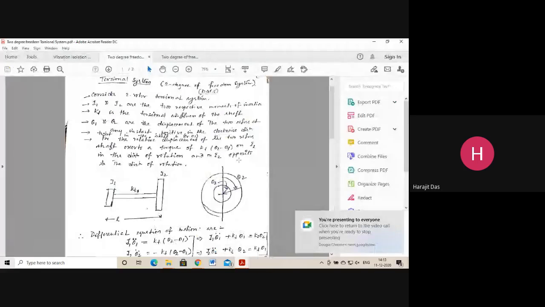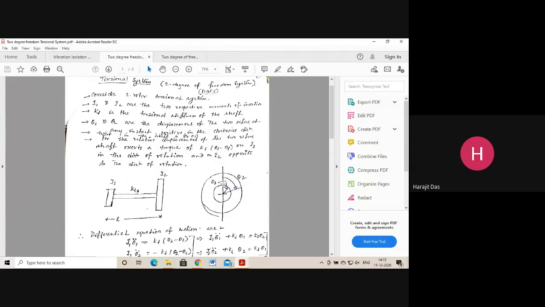Here there is a 2 degree rotor system. Two discs are there. These two discs are given a twisting displacement, theta1 and theta2, in the positive clockwise direction. The stiff rod will experience a relative twist of theta2 minus theta1, because we assume that theta2 is greater than theta1.